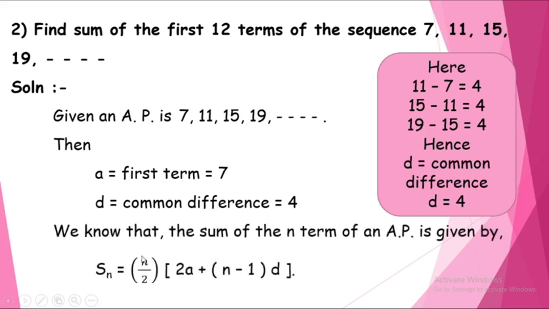We know that the sum of the first n terms of an AP is given by Sn is equal to n by 2 into bracket twice A plus n minus 1 into D. This is the formula. Sn is equal to n by 2 into bracket twice A plus n minus 1 into D, bracket complete.